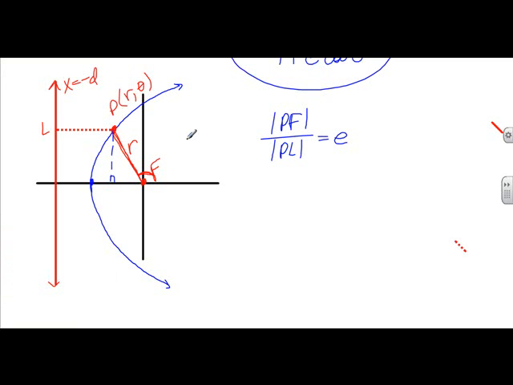The distance from P to L, which is marked by this dotted red line, would be, okay, we're talking about a distance. The distance from the y-axis back to this line is d units. But we want to not count this part, which is r cosine theta. So let me think about it. Yeah, all right, so we need to subtract r cosine theta. So that's going to be d minus r cosine theta.